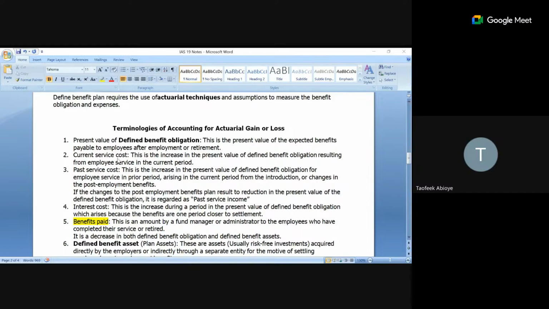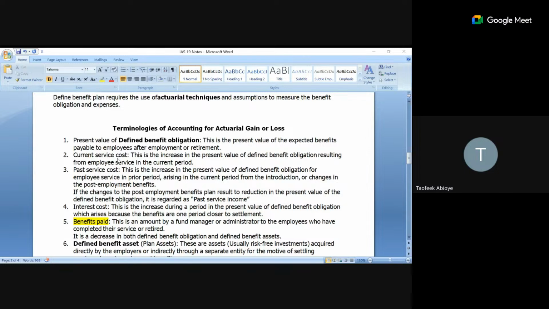Then we have past service costs. This also increases the defined benefit obligation. The increase in present value of defined benefit obligation in the prior period arising in the current period from introduction or changes in the post-employment benefits. So as a result of employee working every year, current service cost is accruing, but past service cost is when you make changes to the plan. So that one too will increase your defined benefit obligation.